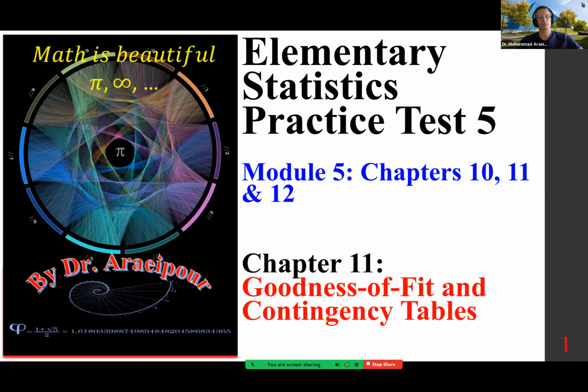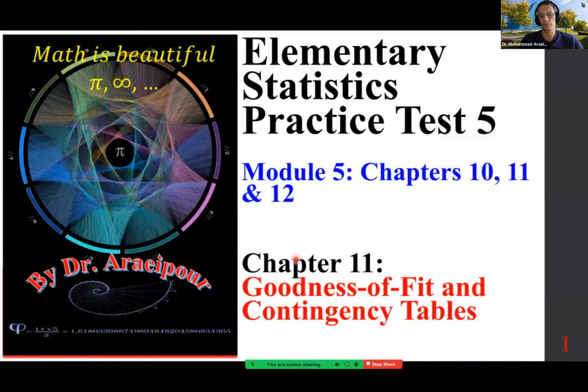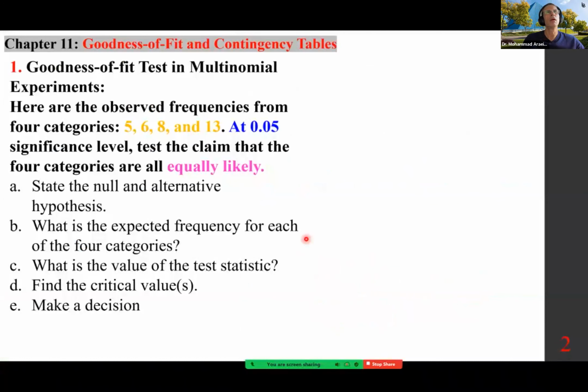Good morning, class. We are looking at practice test number 5, module 5, chapters 10, 11, and 12. Here's chapter 11, goodness of fit and contingency table. Goodness of fit test in multinomial experiments.